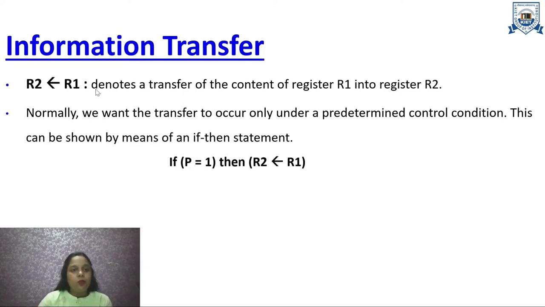Now, we don't always just transfer the data. We normally transfer the data whenever we are having some predetermined control condition. It means whenever we want to transfer the data, there will be a predetermined control condition, and if that condition is true, then only we will transfer the data. It can be written like this: if P is equal to 1, then the data of R1 will be transferred to R2. So this transfer depends upon this P.